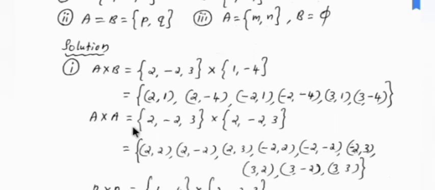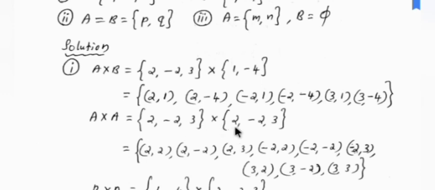A cross A is equal to, first substitute the value of A. A is this set, cross, then put this cross. Then again write A is equal to the same set {2, -2, 3}. Then take the cross product or Cartesian product. First one, (2, 2). First one, second one, (2, -2). First one, third one, (2, 3).